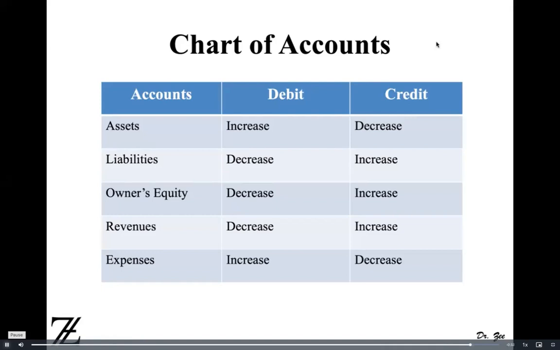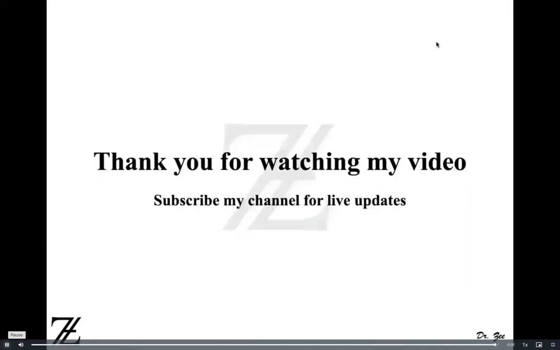Expenses: when expenses increase, we debit. This works the same as assets. When assets increase, we debit. And when expenses decrease, we credit. So if we have rent expense, wages expense, utilities expense or any sort of expense, when it increases, we are going to debit it. When the expenses decrease, we have to credit it. That completes chart of accounts.